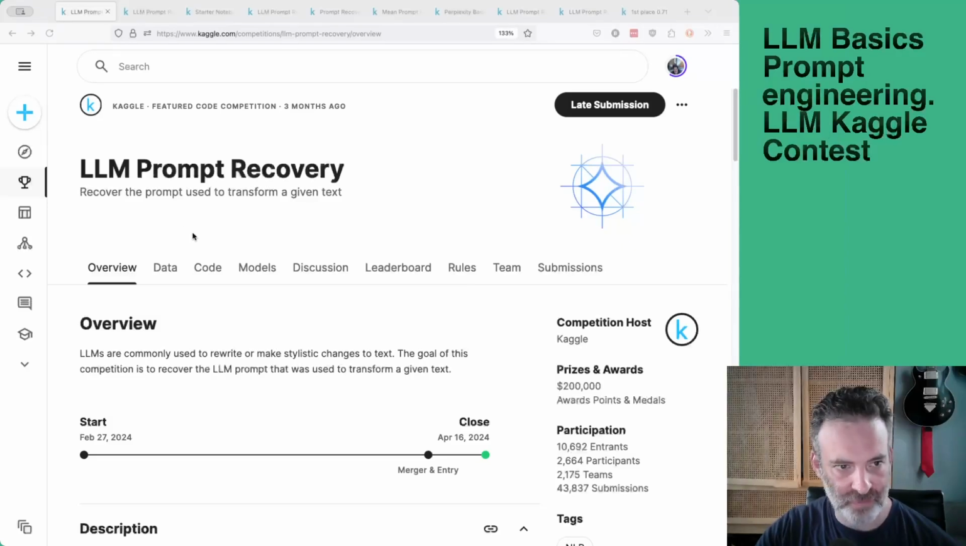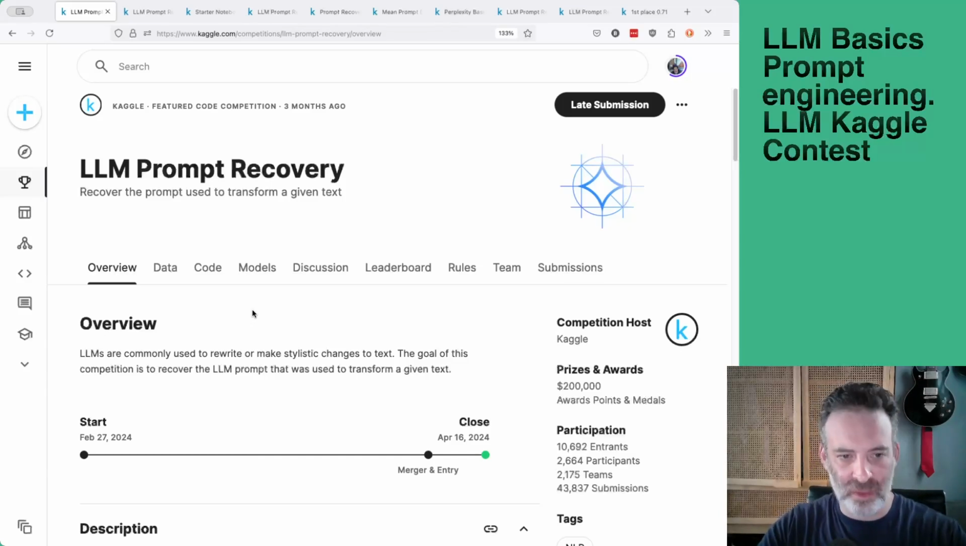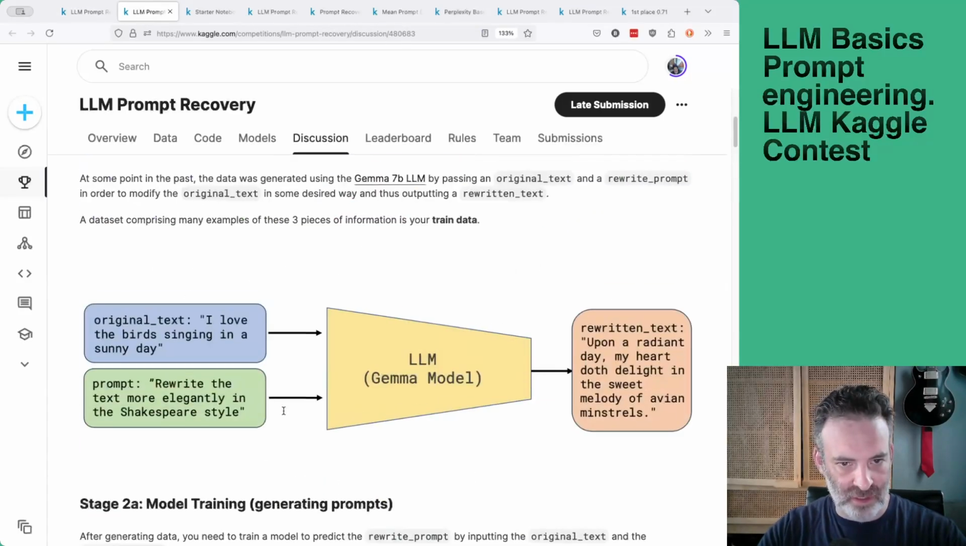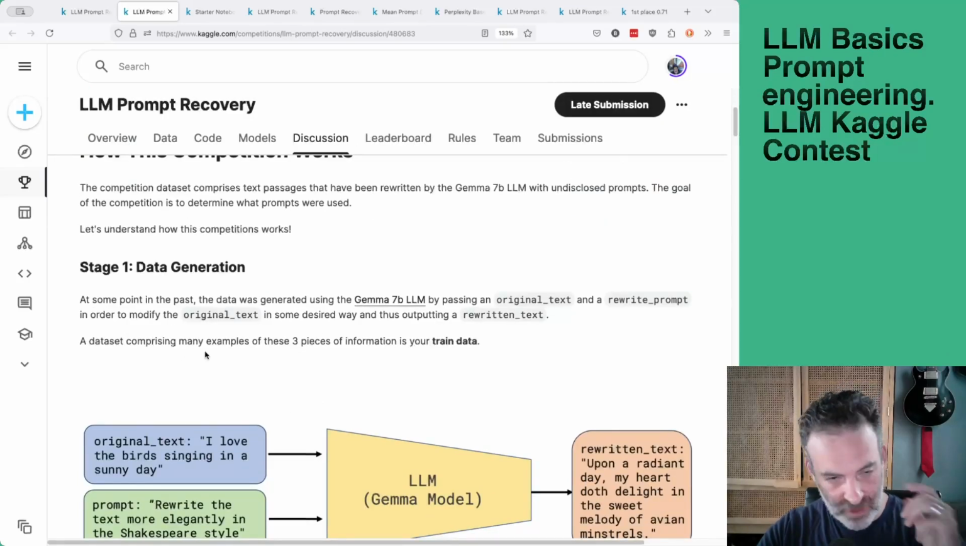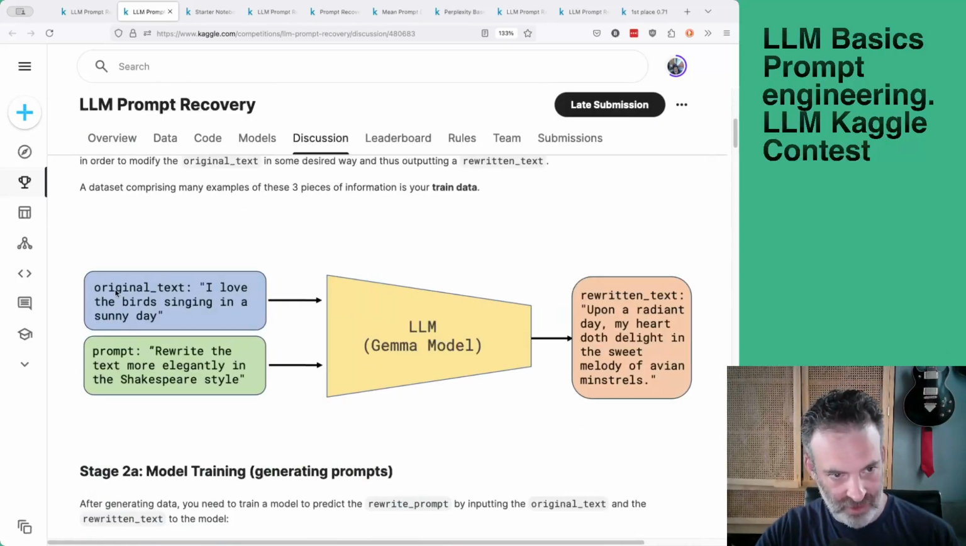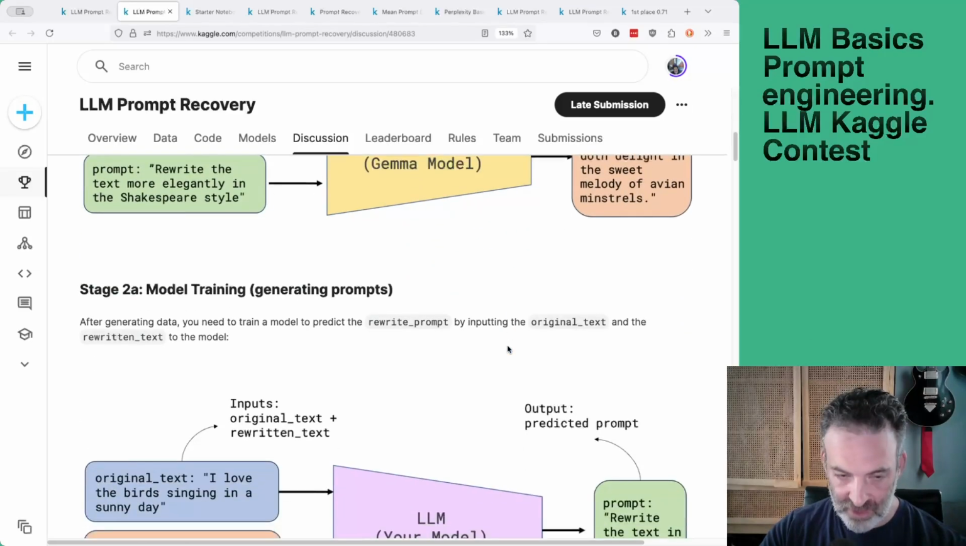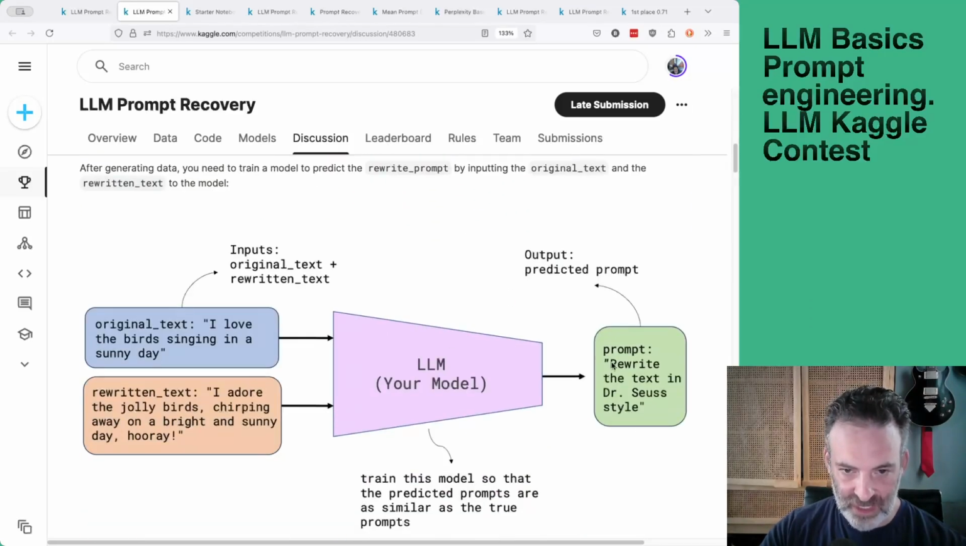So this contest is called LLM Prompt Recovery. Basically, the goal of this competition is to recover the LLM prompt that was used to transform a given text. This discussion gives, I think, a better graphical view of what's happening here. The original text is "I love birds singing." Prompt: rewrite this text in more Shakespearean style. You pass it through the model, which is a workflow that anybody watching this video has done before. The contest, though, is trying to get you to reverse engineer this and guess what the prompt was.